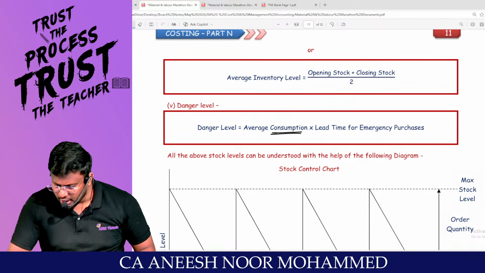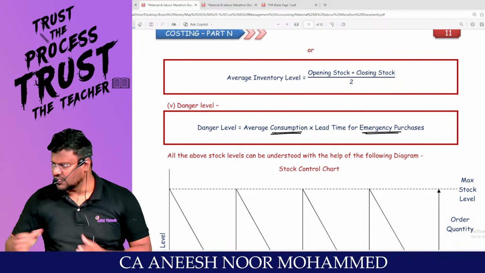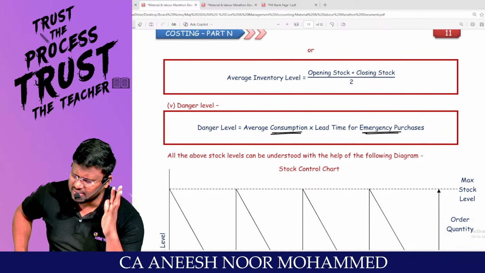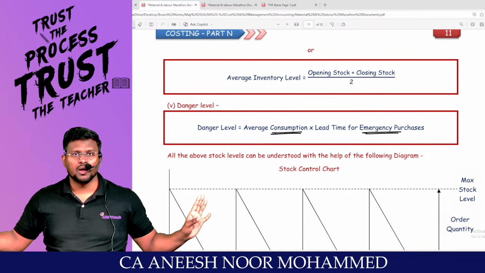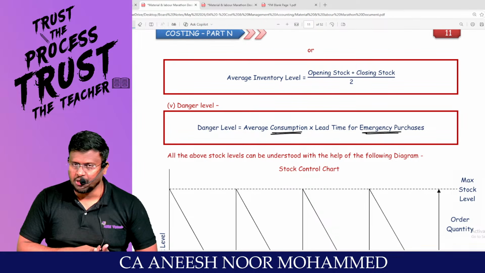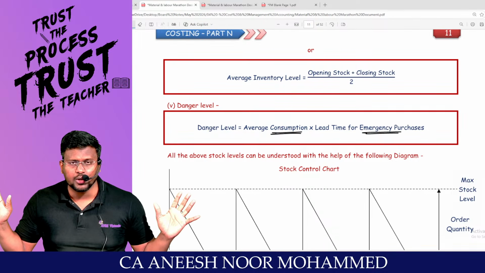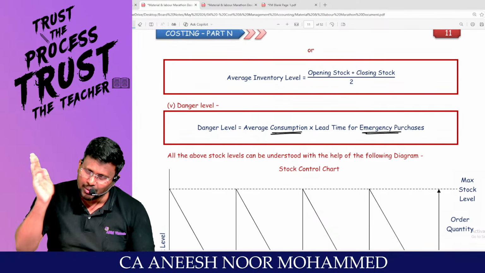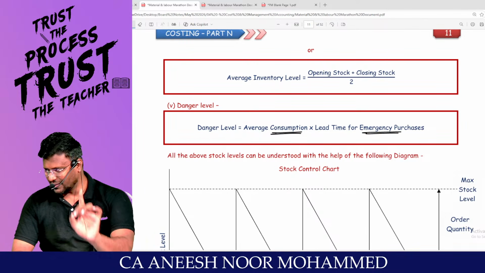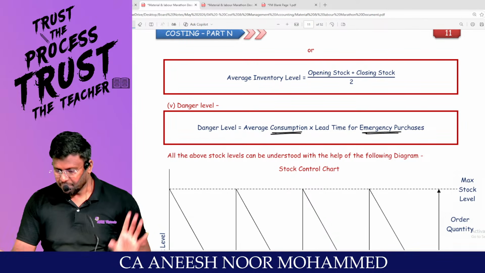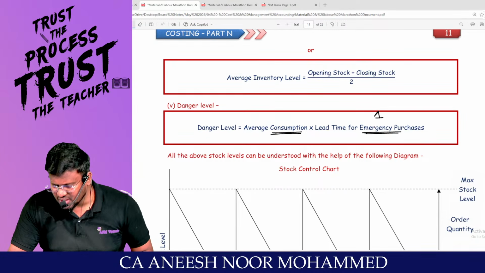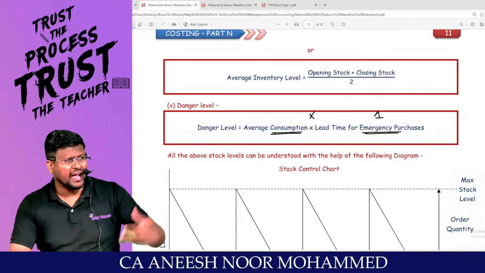Average consumption into lead time for emergency purchases. I am calling my supplier and saying, sir, you do whatever you want, I want the material as quick as possible. Whatever you want, I'm ready to do for you. He's saying, sir, one day it will take. Without one day, I can't. That's the lead time for emergency purchases. So one day I have to run my factory.